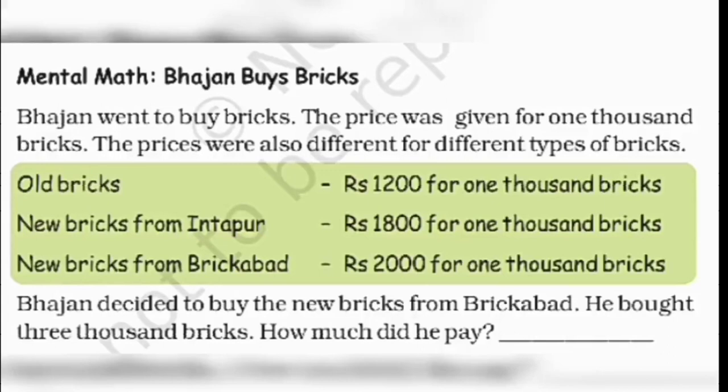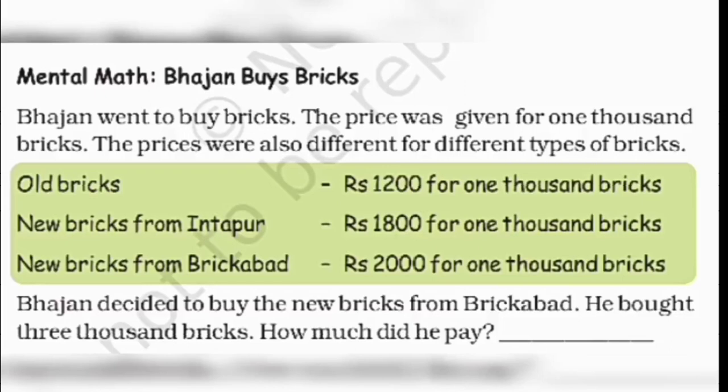Bhajan went to buy bricks. The price was given for 1,000 bricks. The prices were different for different types of bricks. If the bricks are old, then the price is 1,200. If the bricks are new, in Intapur the price is 1,800, and in Brikadabad it is 2,000. But Bhajan decided to buy new bricks from Brikadabad and he took 3,000 bricks. How much did he pay?